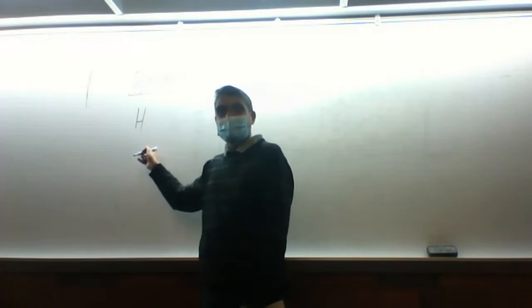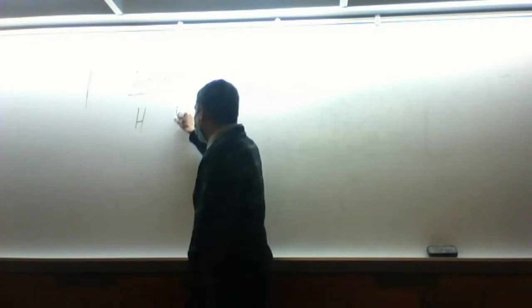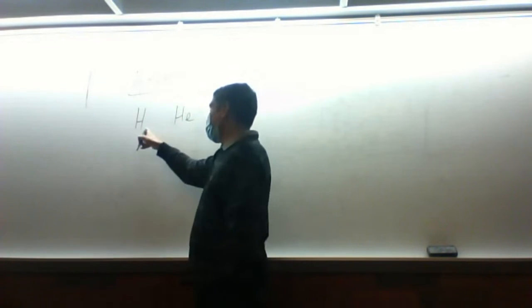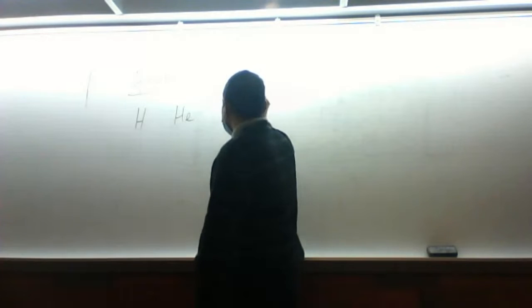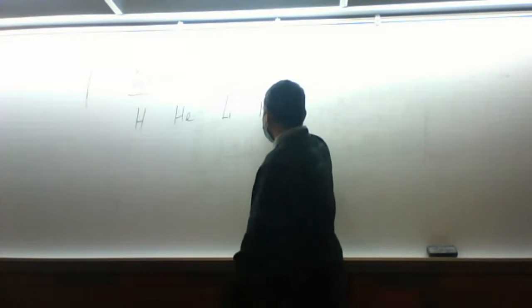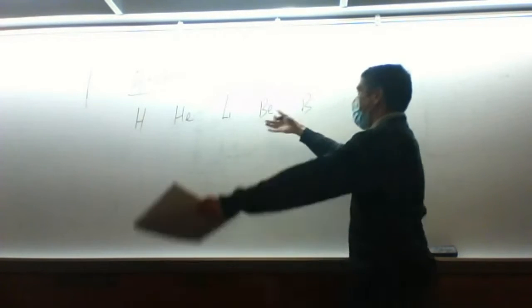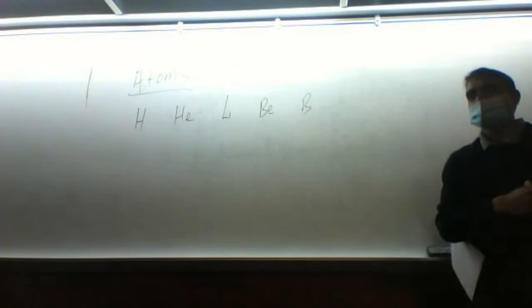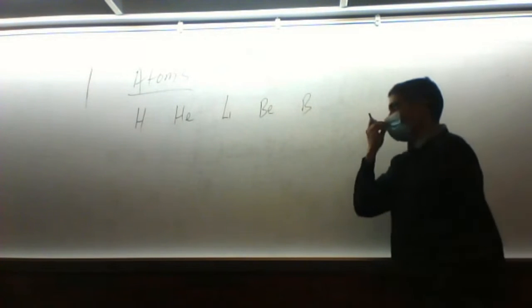So let's take the first element. This is hydrogen. Hydrogen is the simplest element. And then the next element is helium. So hydrogen, helium. The third element is lithium, and then another is beryllium, another is boron. So you can look at this kind of element in the periodic table.